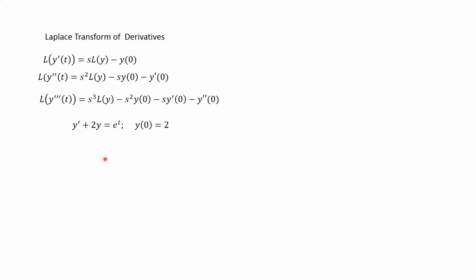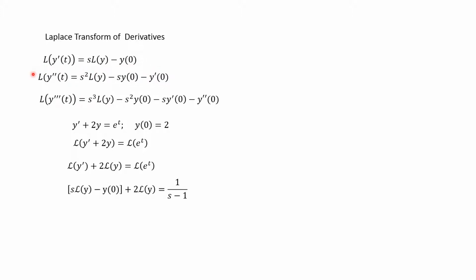Let's have one example. Let's have y prime plus 2y is equal to e to the t, y of 0 is 2. That means when t is 0, y is 2. The solution is to get the Laplace transform of both sides. That gives you L of y prime plus 2y is L of e to the t. Distribute the L using the linearity property: L of y prime plus 2 L of y equals L of e to the t.